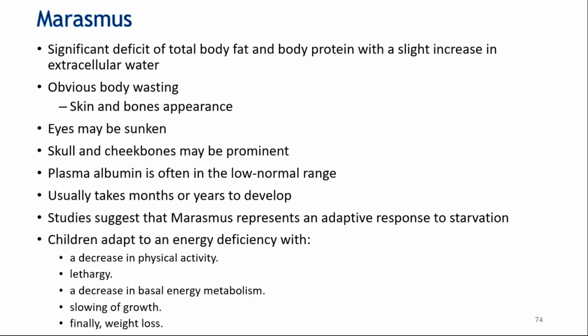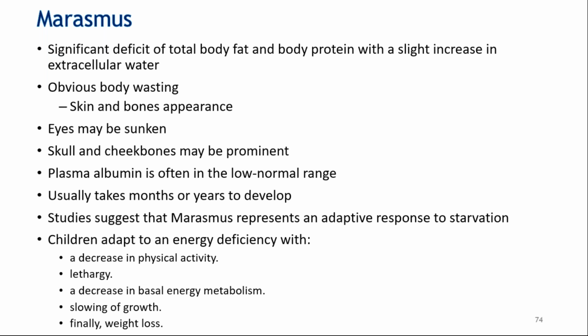So what do you see in marasmus? You will see an emaciated kid with the bones showing from the body. Eyes are sunken, skull and cheekbones are prominent. There is no fat whatsoever. They have very low plasma albumin. And these children have less physical activity, cannot walk also, they are lethargic, have very low basal energy metabolism, and are very slow in growth.